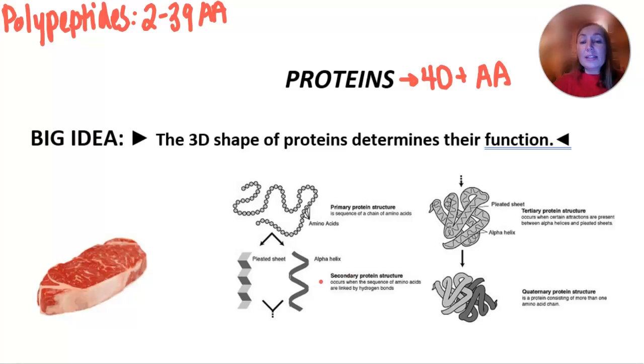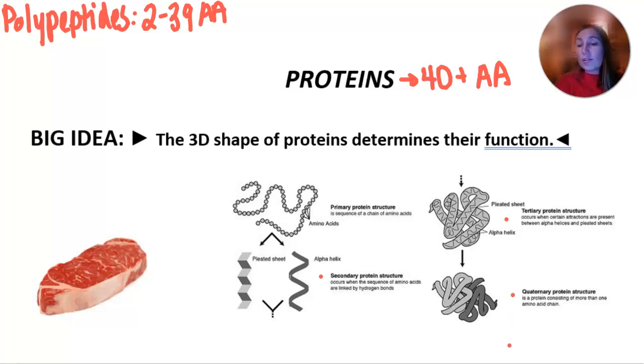Next is secondary protein structure. Secondary protein structure occurs when the sequence of amino acids are linked by hydrogen bonds. So secondary protein structures are things like pleated sheets and alpha helix. They give rise to the overall shape of the protein. Tertiary protein structure occurs when certain attractions are present between the alpha helices and between the pleated sheets. So tertiary protein structure gives rise to overall shape as well. It just results from group interactions, like R group interactions.